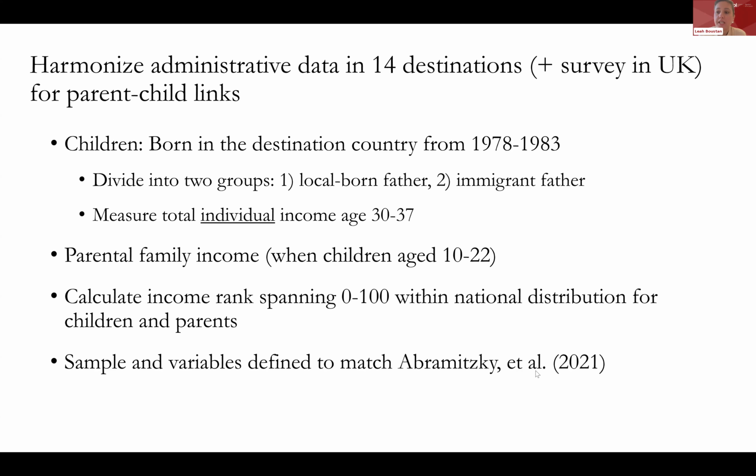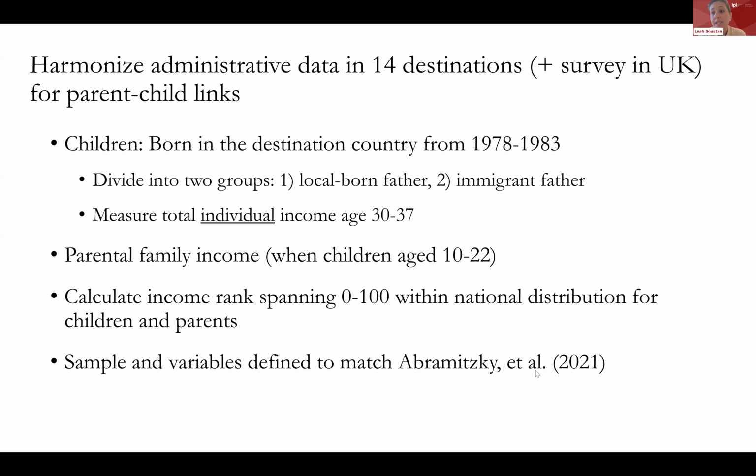So what's unique about this 15-country project is really not the question or even the results for a couple of the countries, but the fact that we are harmonizing the administrative data for 14 of our destinations. We also add a survey for the UK, where we do not have administrative data at hand. So the fact that we're able to combine forces and define sample and variables similarly or equivalently across these countries and have direct comparisons. And importantly, we have parent-child linkages so that we can observe the parent's immigration status as well as the income within the parental household while the child was growing up. And then with links to the children in the labor market, we're able to see where the child lands in terms of their economic success.